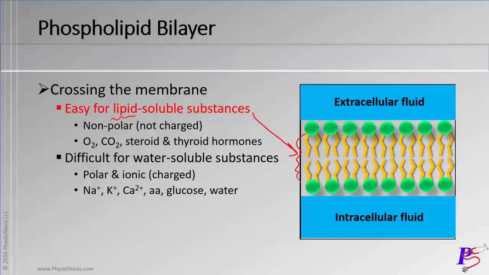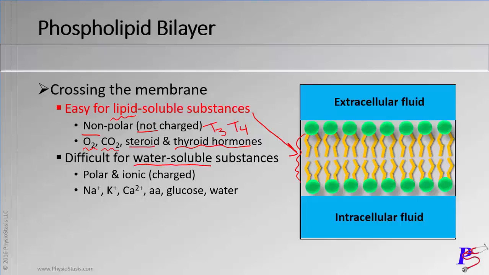What are these things? These are nonpolar solutes, or things that are not charged. For example, oxygen, carbon dioxide, which are important in the lungs when we're talking about gas exchange, steroid hormones, such as testosterone and estrogen, and also thyroid hormones. For example, T3, do you know another important one? T4. And it is difficult for water-soluble substances to get across.